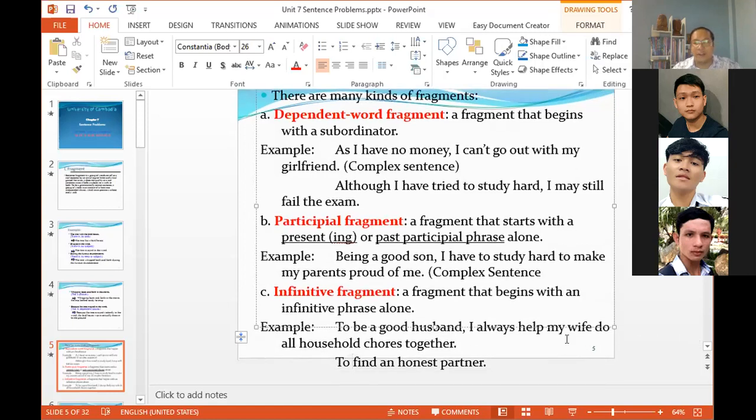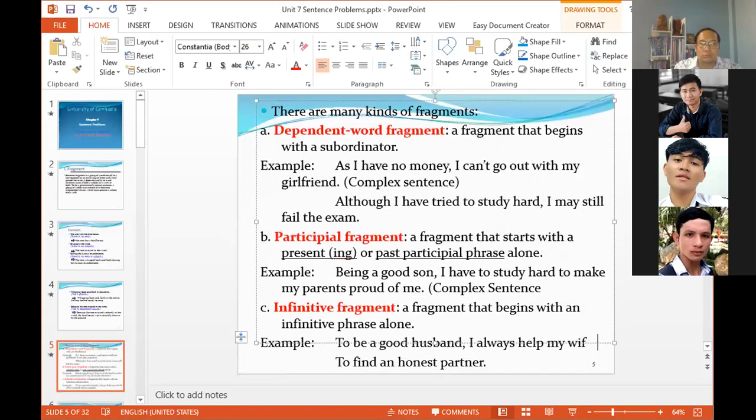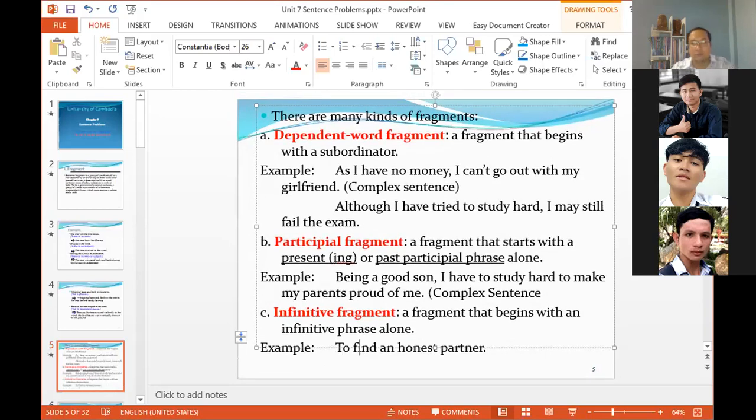Another one, to find an honest partner. Can you add one more sentence? To find an honest partner, I must be honest to myself first.